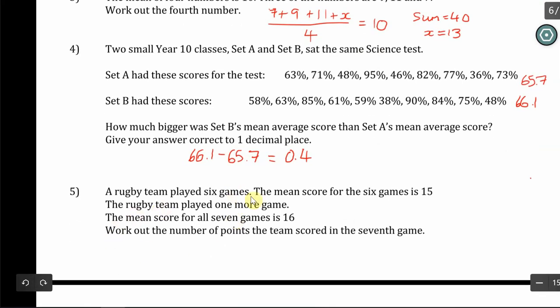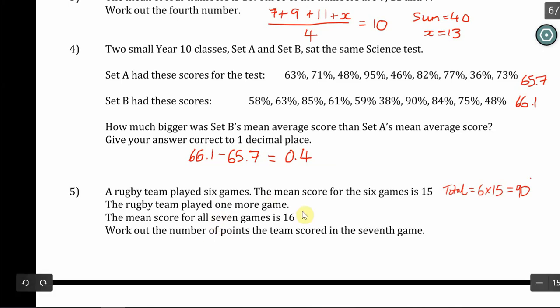Number 5. A rugby team played 6 games. The mean score for the 6 games is 15. Now, straight away, we can figure out something there. If they played 6 games, then to find the mean, the total got divided by 6. And the answer was 15. So we can figure out what this overall total was, and the way we do that is to do 6 times 15, which gives 90. So they scored 90 points in these first 6 games.